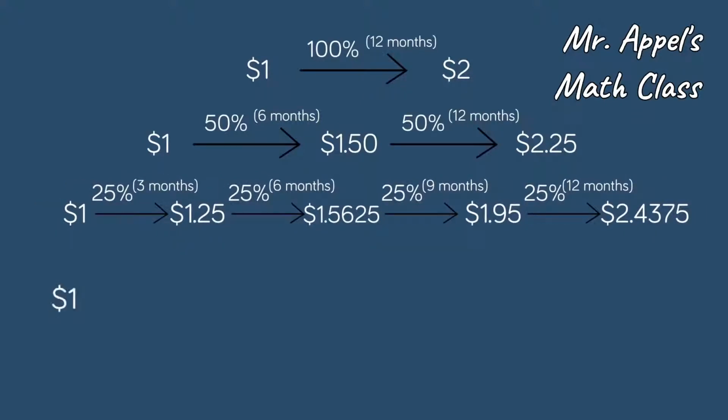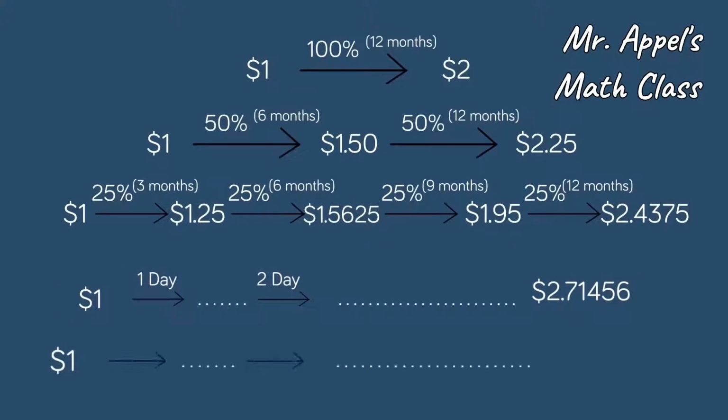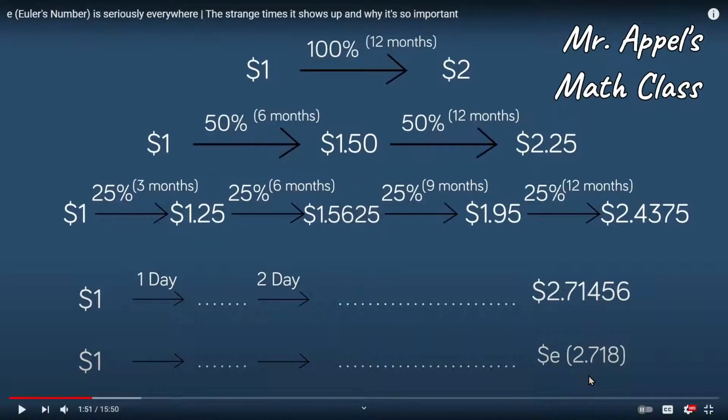If the interest compounded daily, we'd end up with a little more than $2.71, and as we keep going up to compounding every hour, second, microsecond, nanosecond, and so on, the amount in your bank would become e dollars after a year. Now, okay, you with us so far, right?